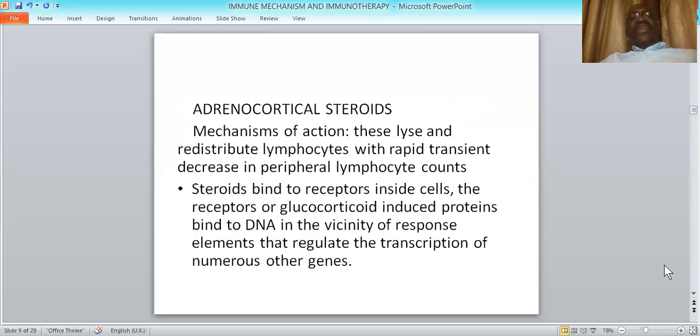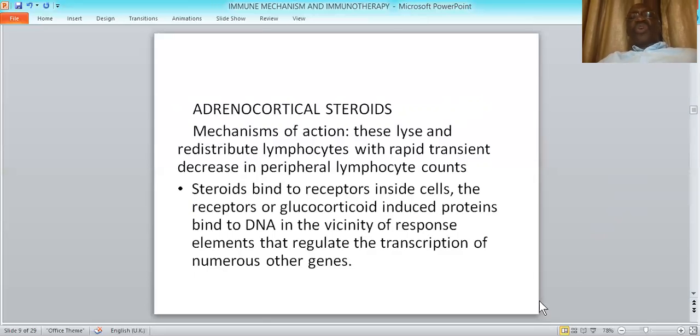One effect is on lymphocytes. They redistribute lymphocytes such that lymphocytes which would have aggregated at the site of tissue transplant or organ transplant, thereby attacking the organ or the tissue and causing rejection, don't accumulate there. They are distributed away from that point. They also lyse lymphocytes. Once some lymphocytes are lysed, they are no longer effective. And so in such patients, when you take their blood sample, you will find a rapid transient decrease in peripheral lymphocyte counts.